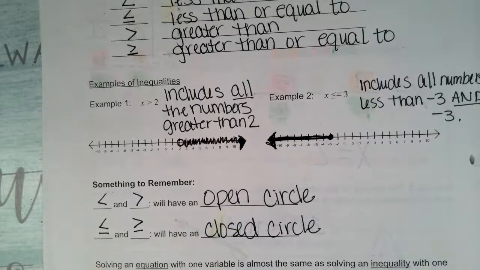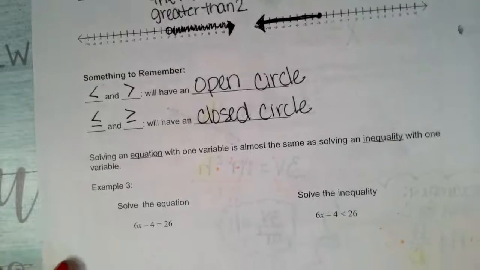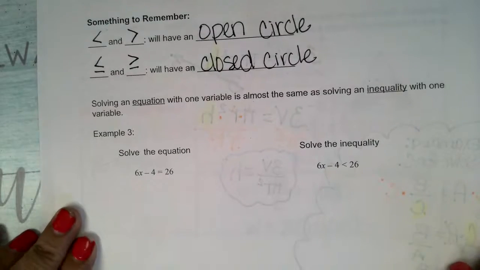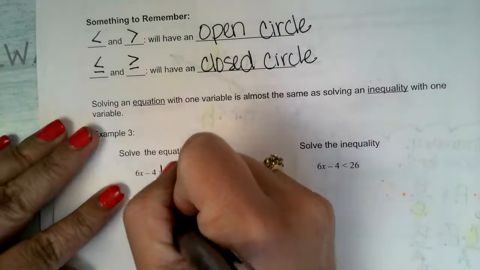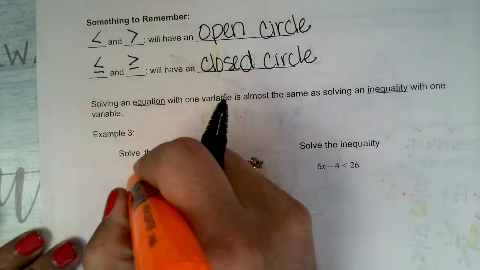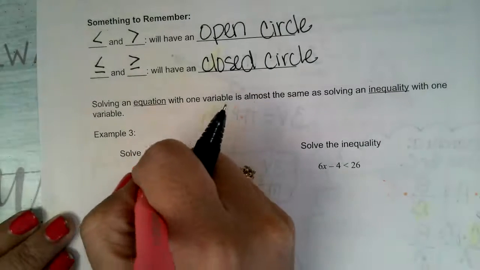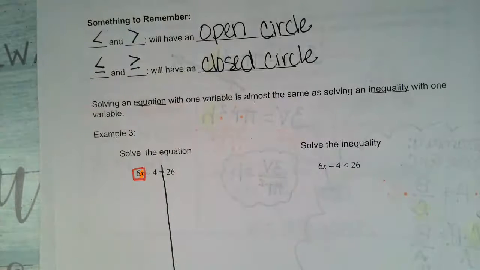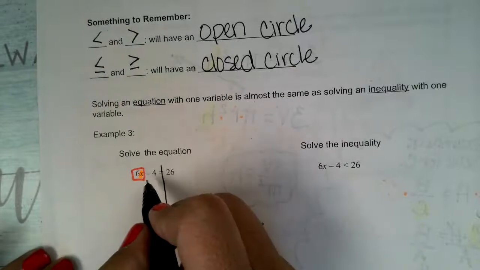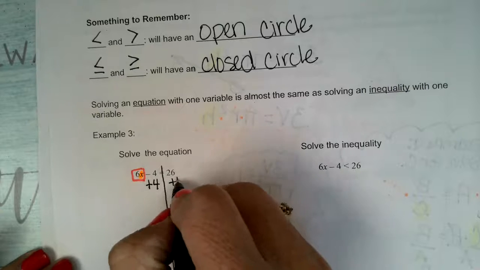So you're going to solve an equation with one variable almost the exact same way as you will solve an inequality with one variable. And I'll show you the equation first, since that's what we're used to. Our goal is to get this x by itself, but attached to the hip of the x is the 6. That means we've got to get rid of everything else that's not in that box. So I got to get rid of this minus 4. To get rid of the minus 4, I'm adding 4 to both sides.